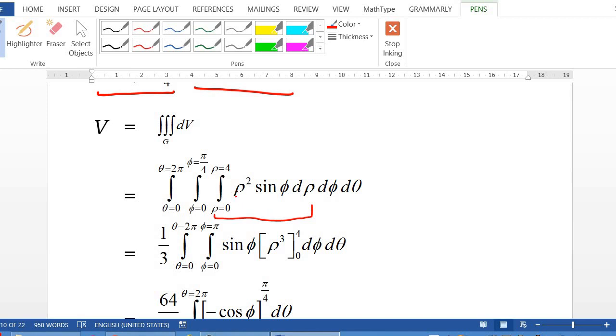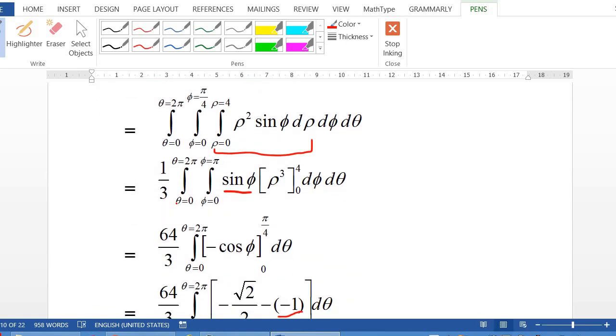So again, integrate rho squared sin phi d rho. You have rho cubed over 3. Sin phi is constant, so leave it there. Plug in the limit of rho: 4 to the power 3, you have 64 over 3. Integrate sin phi, and you have negative cos phi from 0 to pi over 4.